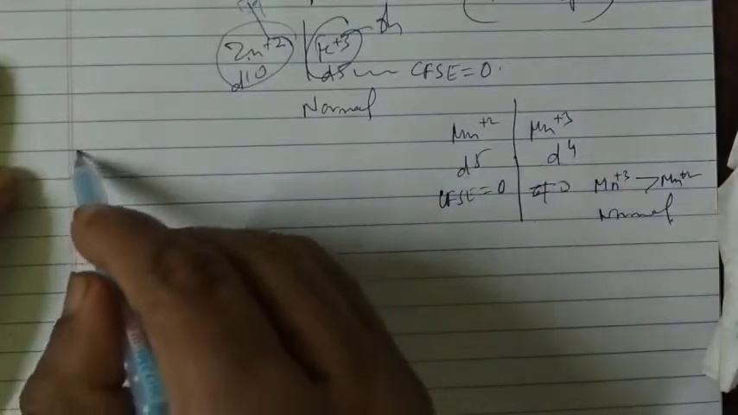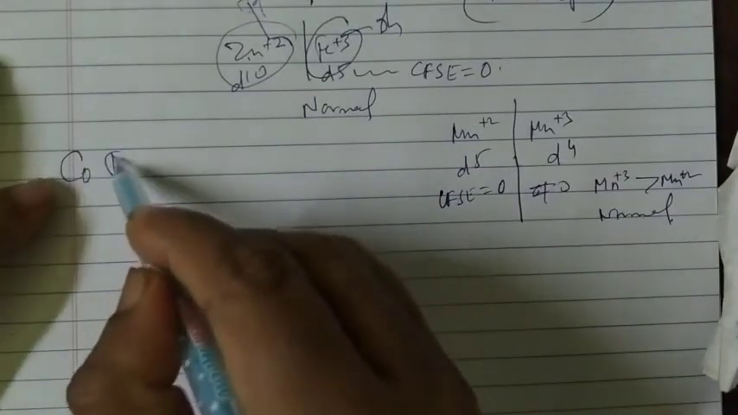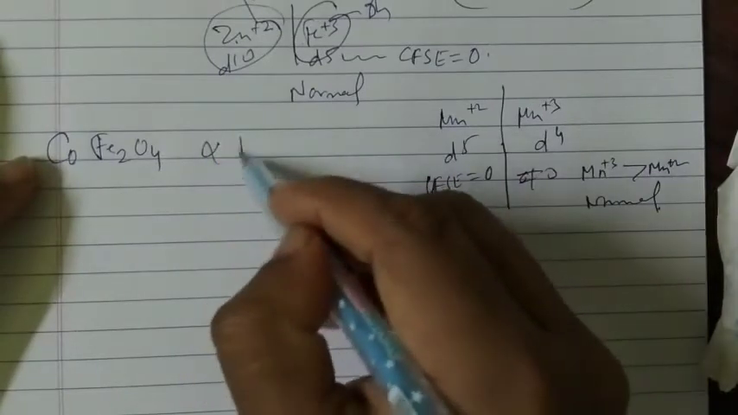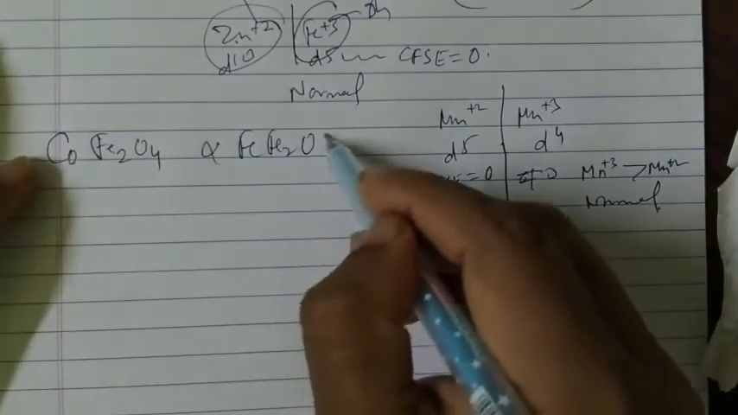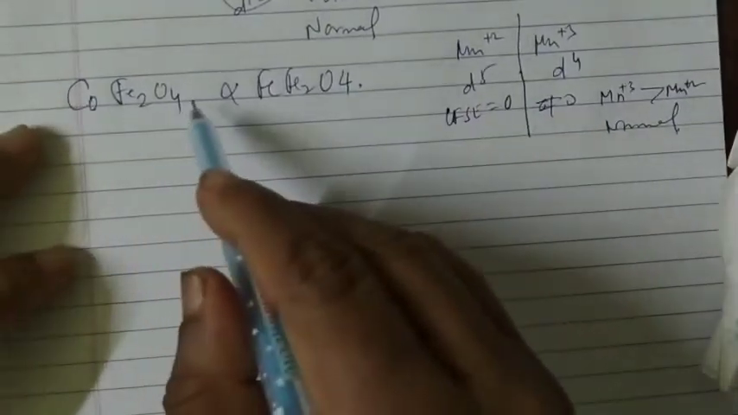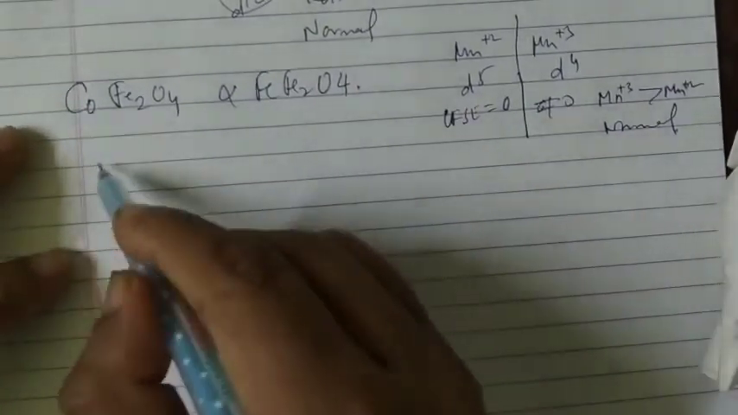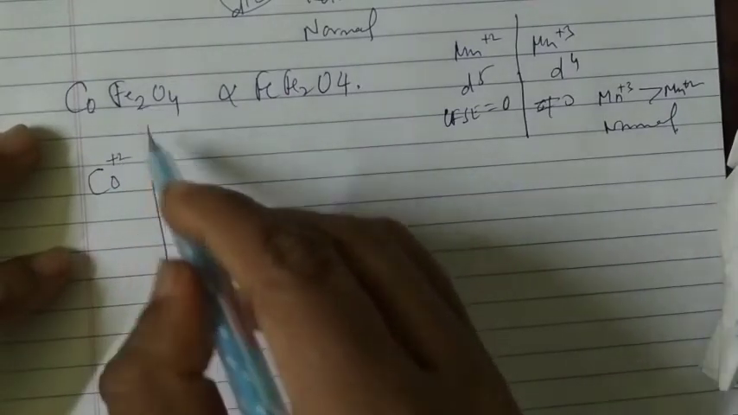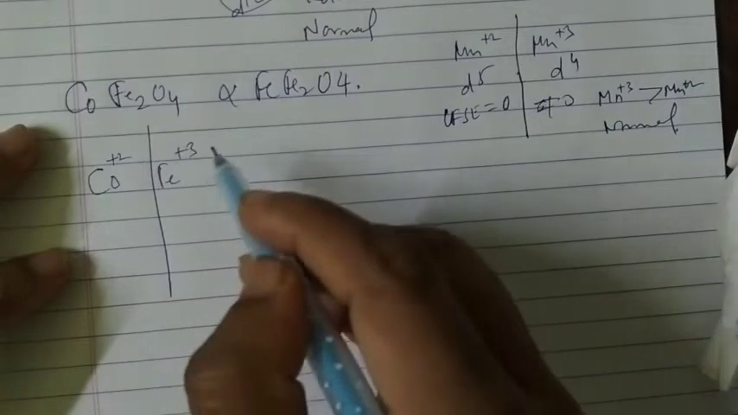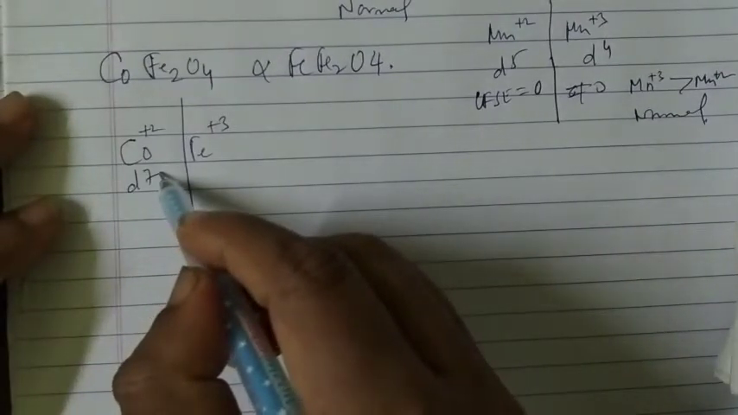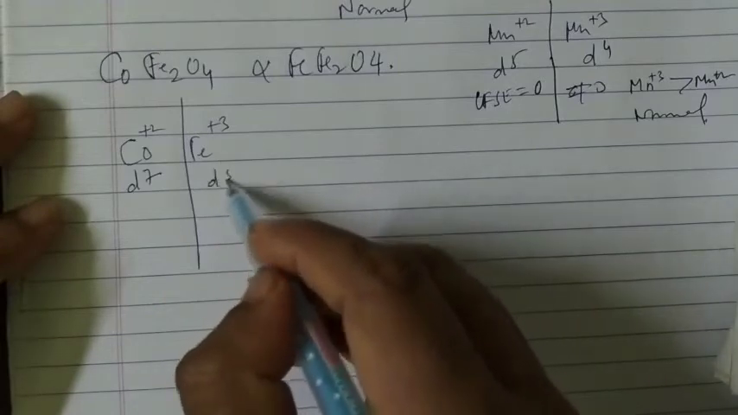In one question paper, he has cobalt Fe2O4. Identify the condition in these two cases. He has asked which spinel this is. See, cobalt here is in +2 state and iron is in +3 state. So cobalt +2 means d7 configuration, and Fe +3 means d5 configuration.